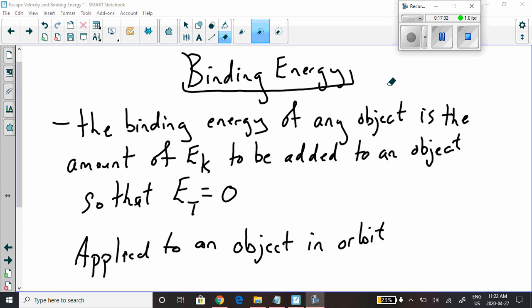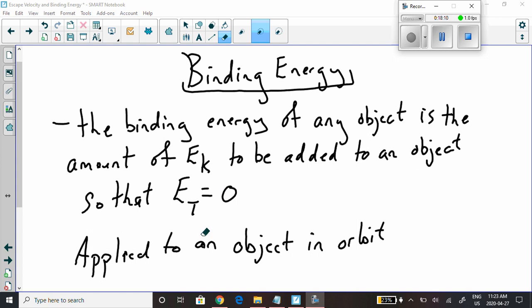So this whole discussion about escape velocity has led scientists to come up with an idea called binding energy. The binding energy of an object is the amount of kinetic energy that has to be added to any object so that if you add this kinetic energy, its total energy will be zero. How much energy do we have to add to an object in a universal gravitational field so that we can get its total energy to zero? That's what this means right here.